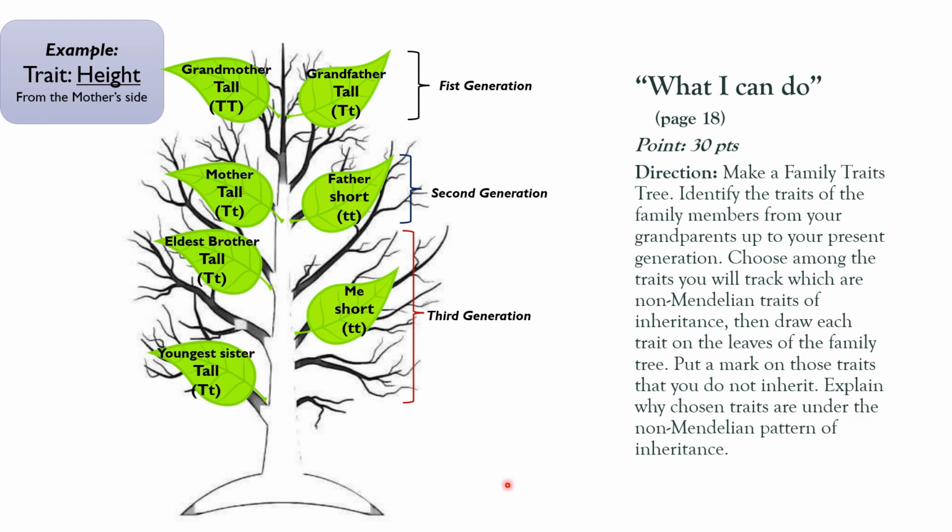Then you have to explain why it is an example of non-Mendelian patterns of inheritance. The family traits tree that I showed to you is an example of non-Mendelian patterns of inheritance because it shows that tall is a dominant trait. Since some of them have the dominant trait, big letter T, which is tall, they show being tall. But since my father and I don't have the big letter T, which represents tall, our height is short.